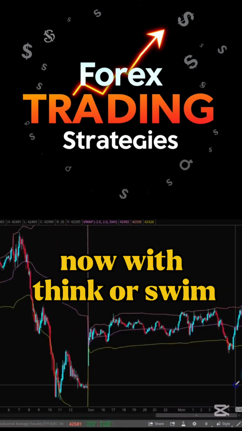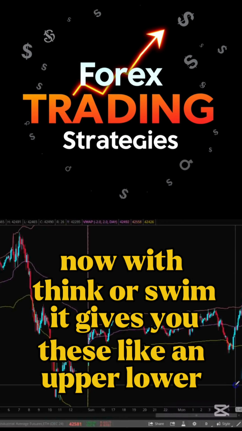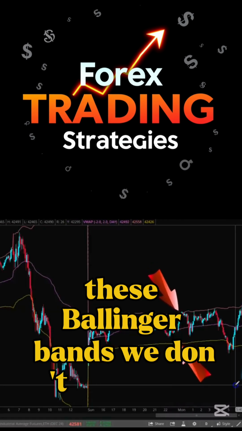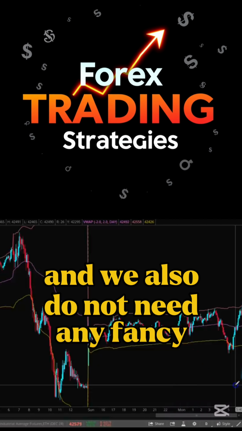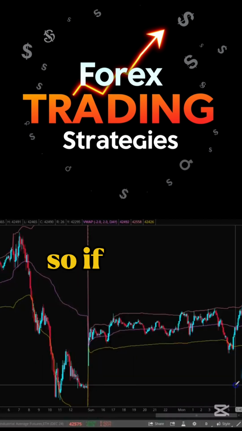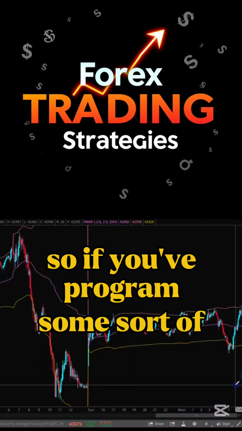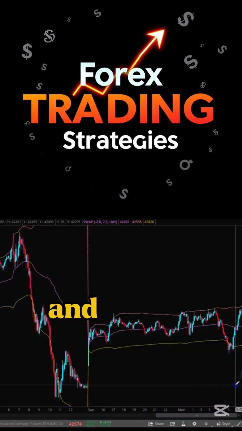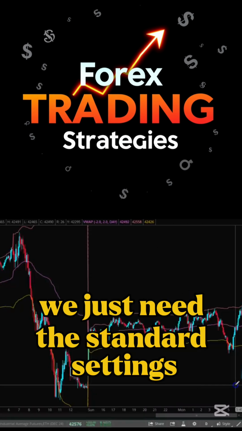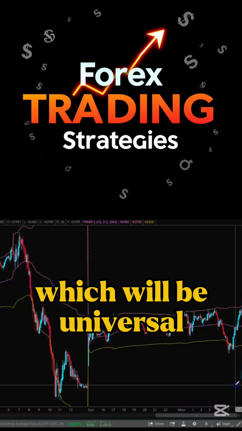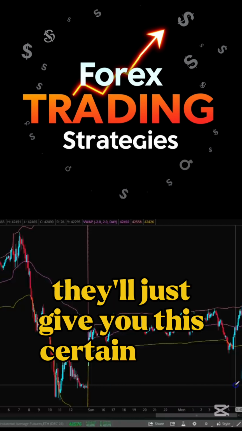Now with Thinkorswim, it gives you these kind of upper and lower bands, these Bollinger Bands. We don't need that. And we also do not need any fancy setup with this. So if you've programmed some sort of experimental numbers in there and it's not working for you, you should move off of that. We just need the standard settings, which will be universal through every broker. They'll just give you this certain time period.